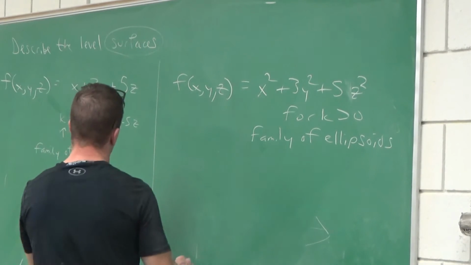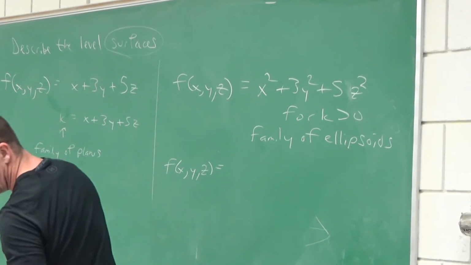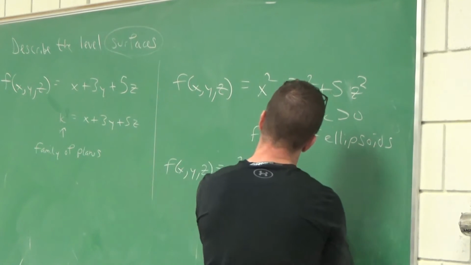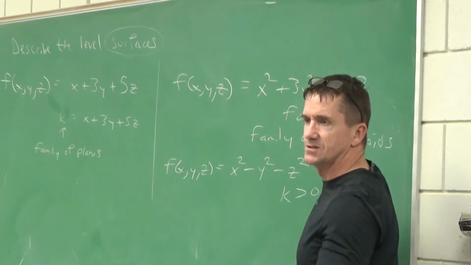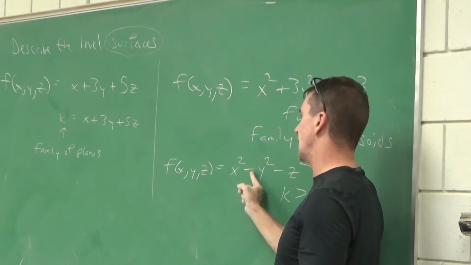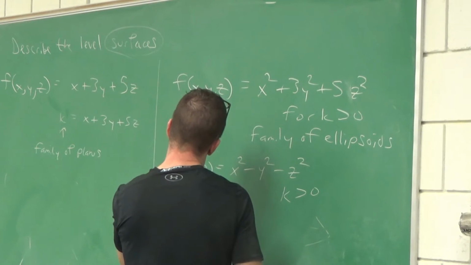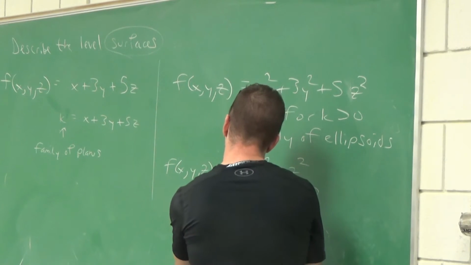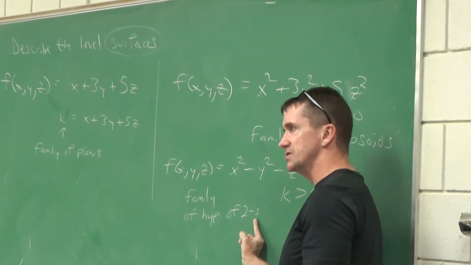X squared minus y squared minus z squared. And he said for k greater than or equal to what? Section 12.6. I see two minuses. Hyperboloids of how many sheets? Two sheets. So it's a family of hyperboloids, you can abbreviate. Family of hyperboloids, put how many sheets? So I'm going to put 2. It's a family of hyperboloids of 2 sheets.